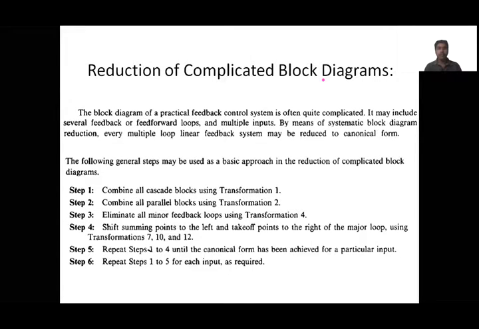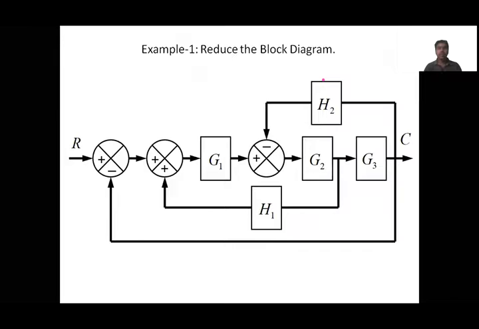Now we'll see this reduction process with an example. For example, take this complicated diagram which has three summing points, three forward gains G1, G2, G3, and two feedback gains H1 and H2. So how do we reduce this? We'll see the solution now.